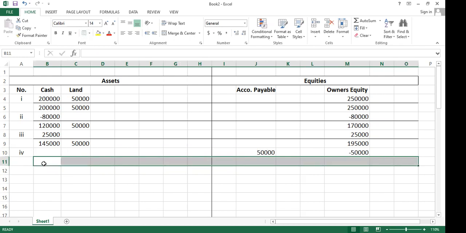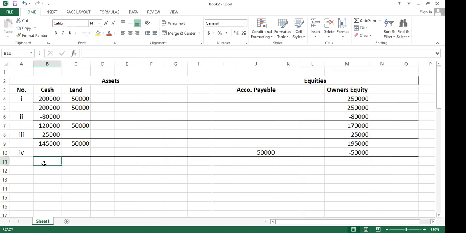After the fourth transaction, cash is not changed 145,000, land is not changed 50,000, accounts payable is 50,000, 145,000 is the owner's equity. 5.